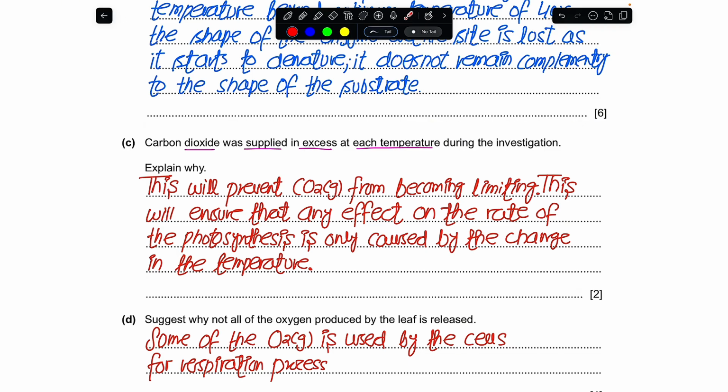And this would make us sure that any effect or impact that we are getting on the rate of photosynthesis is only caused by a temperature change, not by CO2.